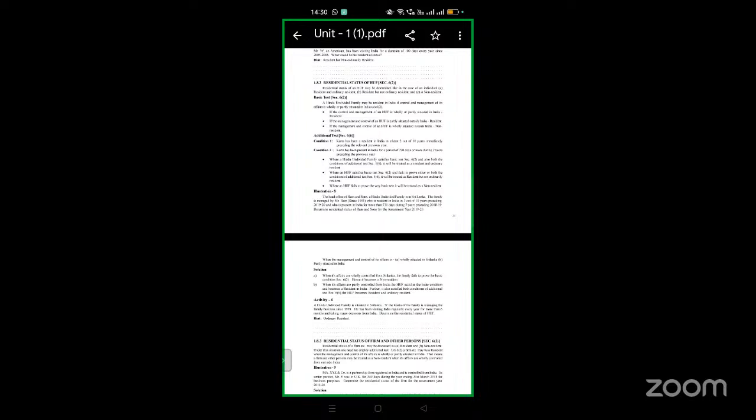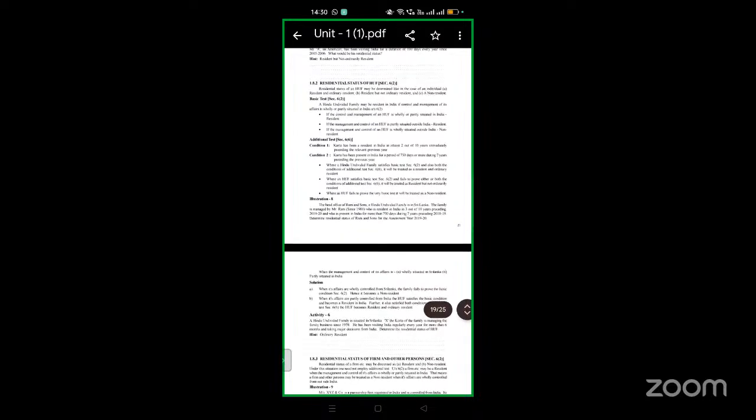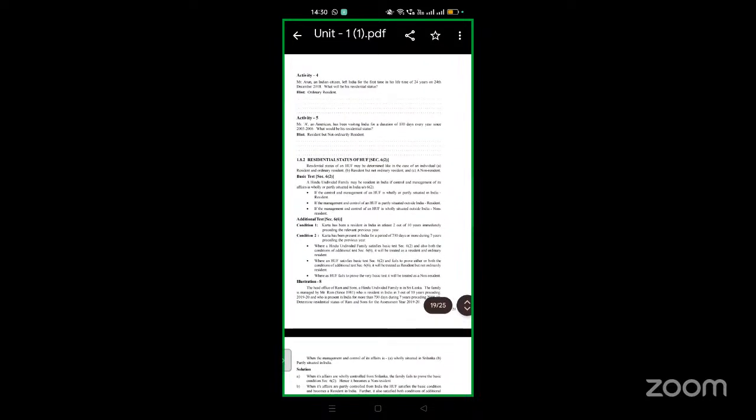Whatever the business they are carrying out, if that business control and management is wholly or partially situated in India, it's not mandatory that the full control should be from India. At least partly is also considered for residential status.